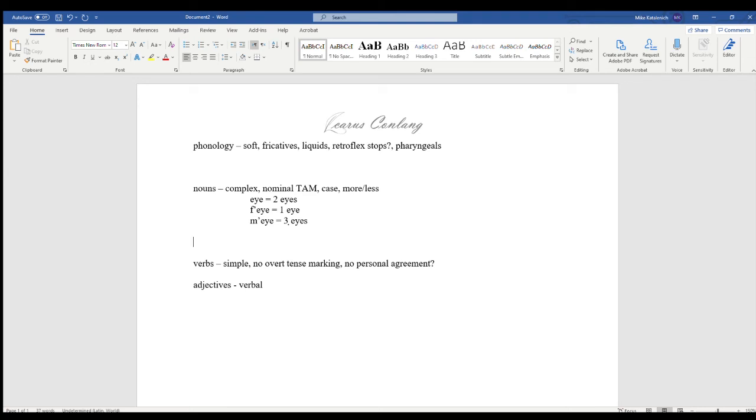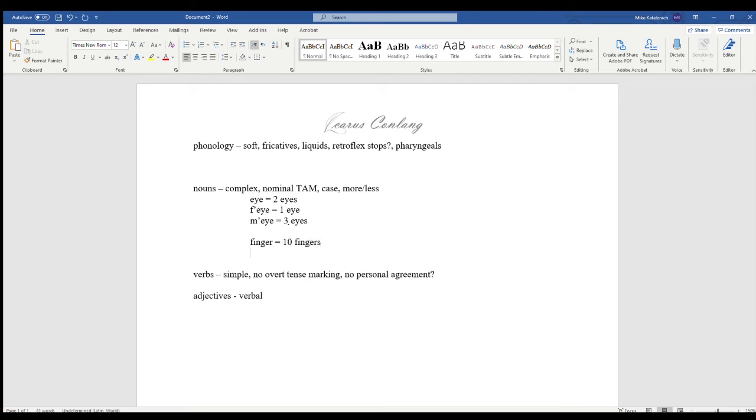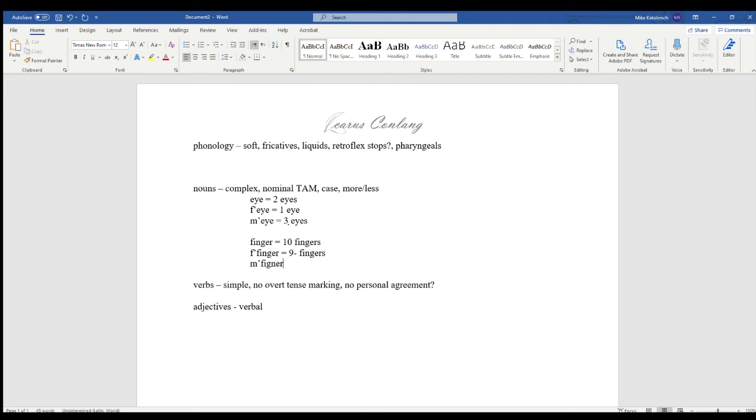And say you've got something like "finger" would mean 10 fingers. To keep it, "finger" would be 9 or fewer fingers. And "finger" would be 11 plus fingers, something like that. That's not where I want the plus. Oh, I know what's going on. I have my keyboard doing things. 11 plus fingers, 3 plus eyes. Something like that. We'll see.